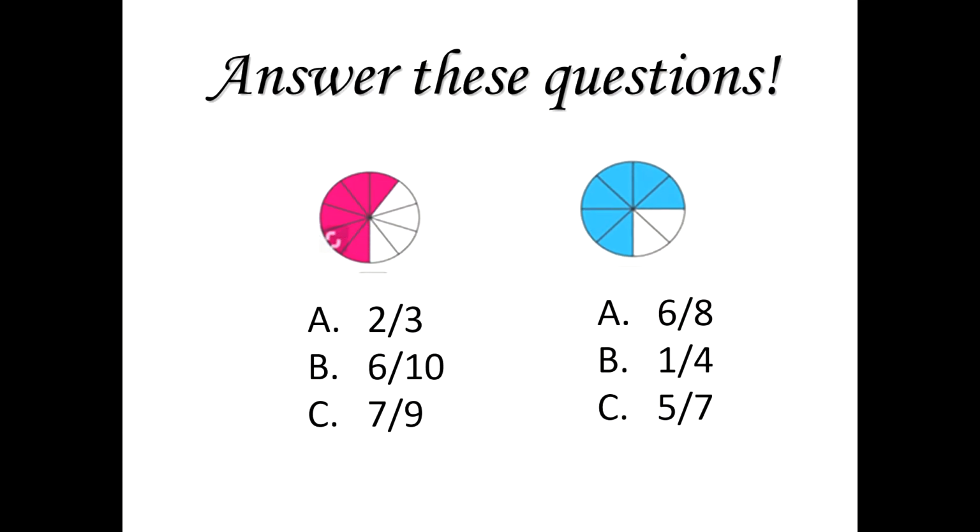Okay, now answer these questions. In the first picture, is it A, 2/3, B, 6/10, or C, 7/9? Okay, now I'll reveal the answer. And the answer is B, 6/10. Well done.